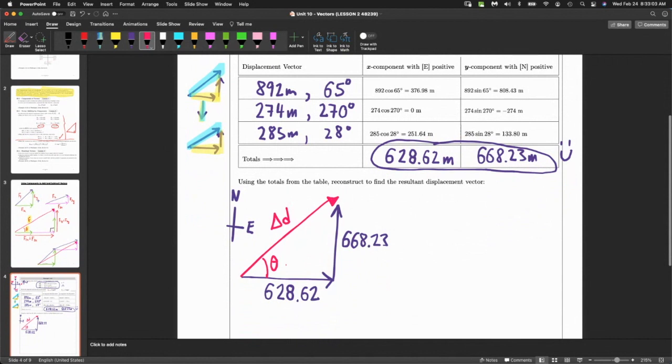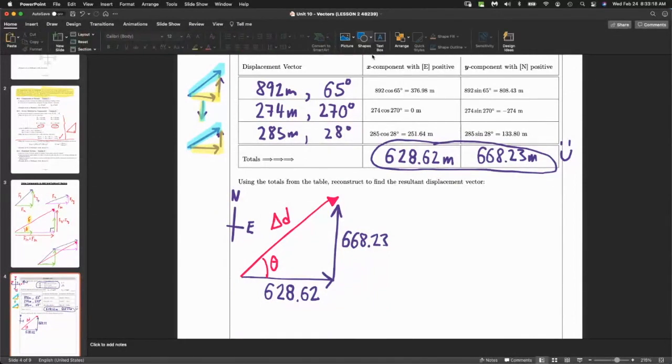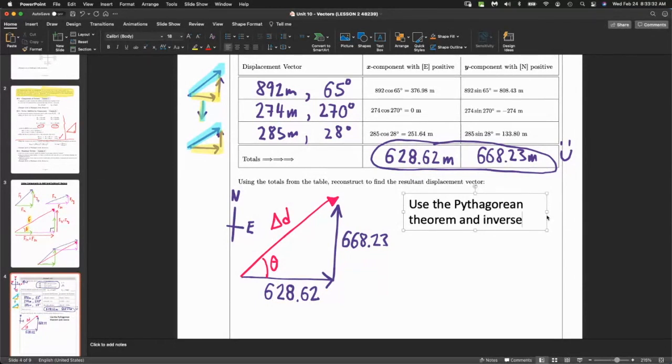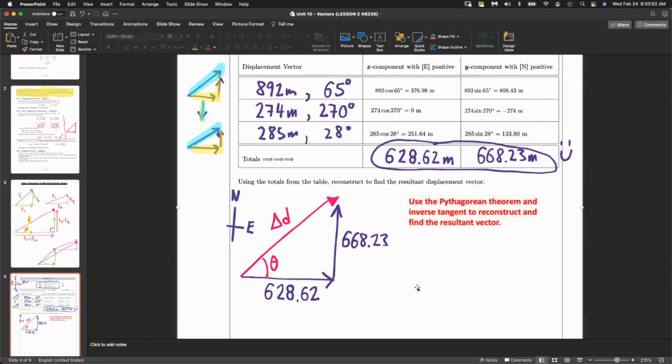So what you want to do now is find delta D and theta. How would you find delta D? What right angle triangle mathematics would you use to find delta D? Very good, Jai. And how would you find theta? Yep. So use the Pythagorean theorem and inverse tangent. So that's the way that you finish off the question.